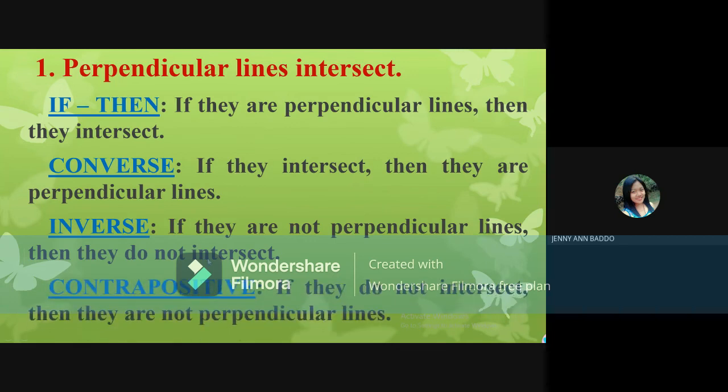For the contrapositive, we have to negate the converse. So we have if they do not intersect, then they are not perpendicular lines.